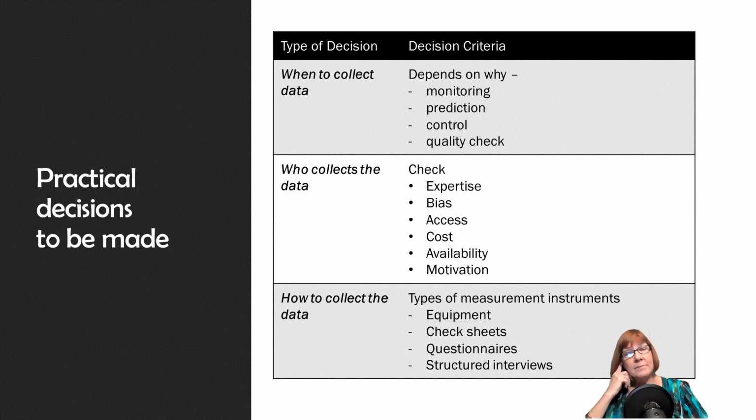Think about the types of measurement instruments that are needed. Might be equipment, might be check sheets, might be questionnaires, structured interviews. Equipment can be something as simple as a cup measure or a tape measure, or a luggage scale. You're probably not going to get them to go out and buy a kilowatt meter unless they're really, really interested. That's something that you should do. And you already have one, or most of you do.